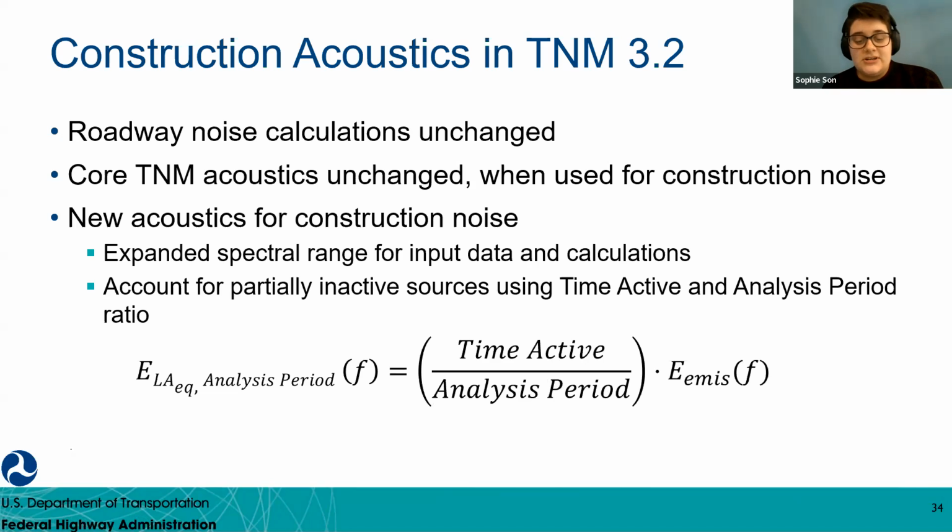So for example, if you wanted to look at an 8-hour workday at the construction site, you would input an analysis period of 8, and you may have a jackhammer operating for 2 hours. So the time active for the jackhammer would be 2, and the emissions for the jackhammer would be scaled for 2/8. So a quarter of the full emissions would be scaled for those acoustic calculations. But you could have another equipment object that may be operating for any length of time within that 8-hour window. So you set that time active parameter for each equipment object.